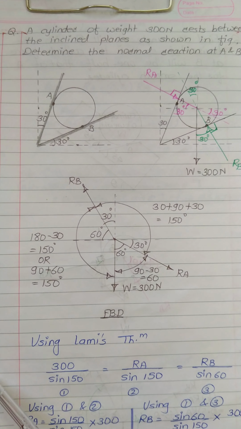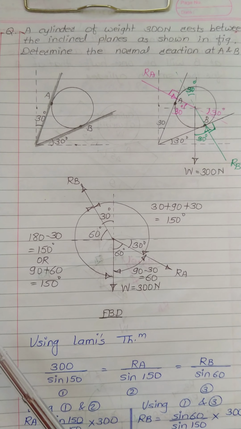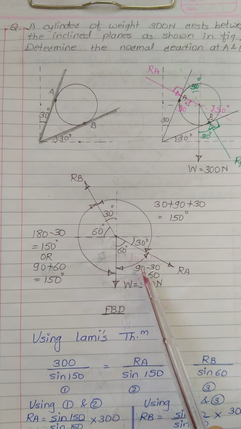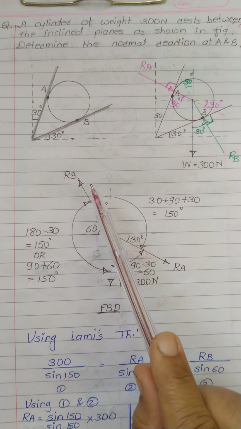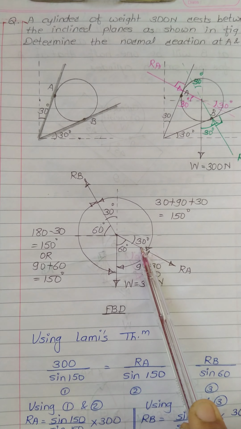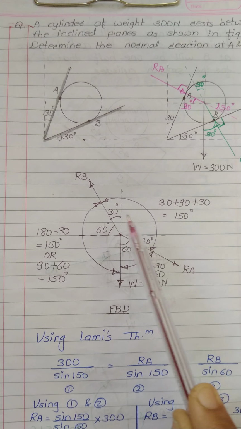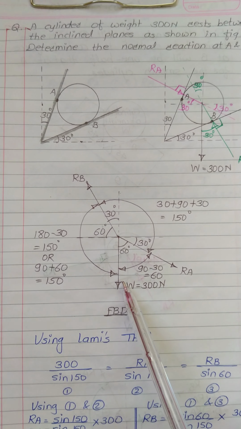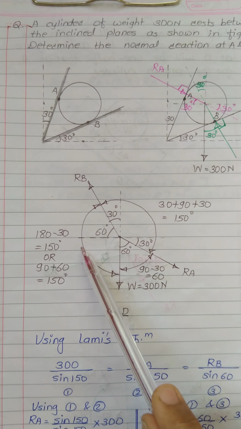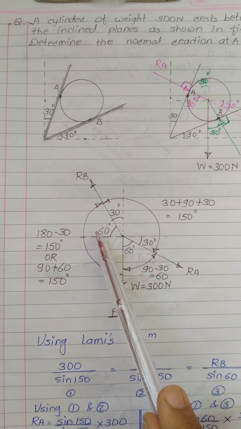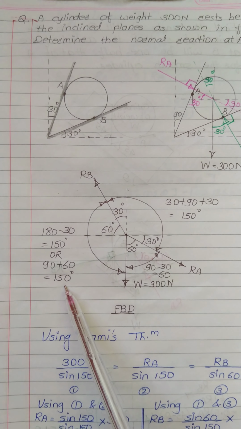Now again we have to find the angle between two forces. If you consider RA and W, this angle is 60 degree. If you consider RB and RA, this will be 30 plus 90 plus 30, so this will be 150 degree. If you consider W and RB, the total angle from this to this will be 180. So 180 minus 30 will give you 150, or you can simply calculate 60 plus 90, which is 150.